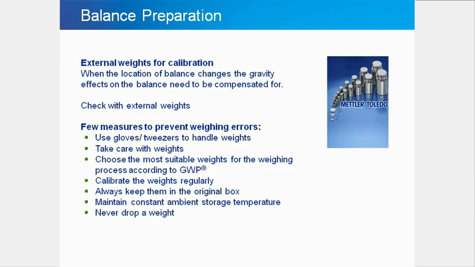When the location of balance changes, the gravity effects on the balance need to be compensated for. Always check with external weights to avoid weighing errors. The following measures help to prevent weighing errors. Use gloves or tweezers to handle weights. Take care with weights. Choose the most suitable weights for the weighing process. Calibrate weights regularly. Keep the weights in their original box. Maintain constant storage temperature and avoid dropping weights.